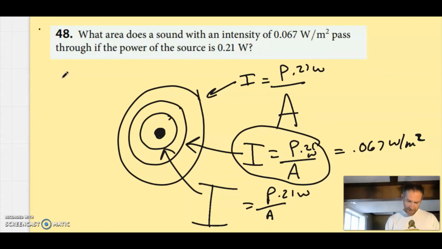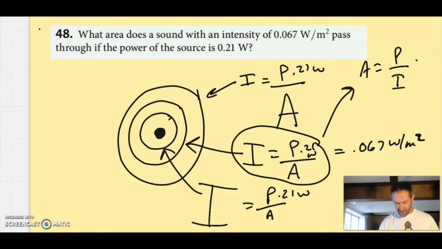Well, they're saying, how big do you have to let that sphere get? How much surface area does that thing have to have until it has an intensity of 0.067? All right, so solving this is dead easy. You can take this intensity equation and solve it for the area, and you can say it's the power divided by the intensity. So all you've got to do is go 0.21 watts by the 0.067 watts per square meter, and that's going to be 3.1 square meters.